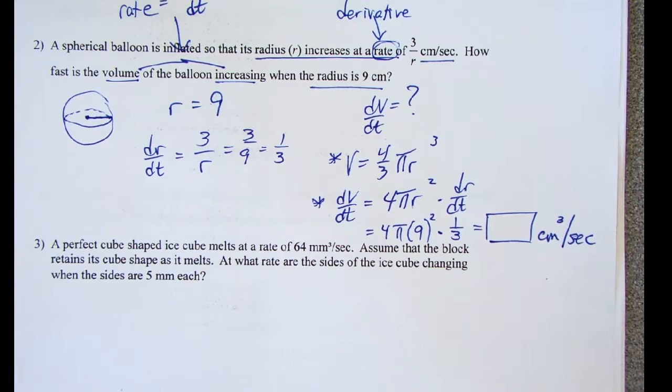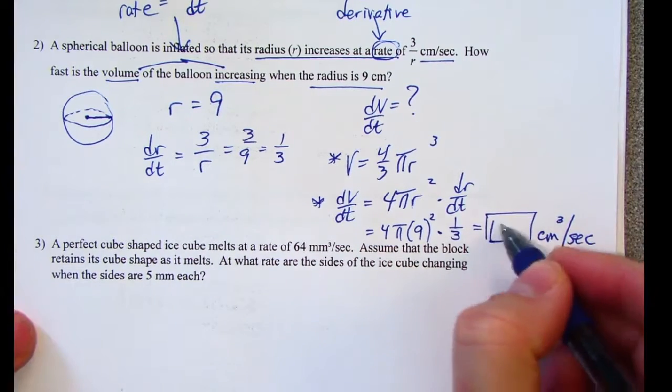That's bothering me that I don't have an answer. Hold on. 9 squared times 4. So 108.